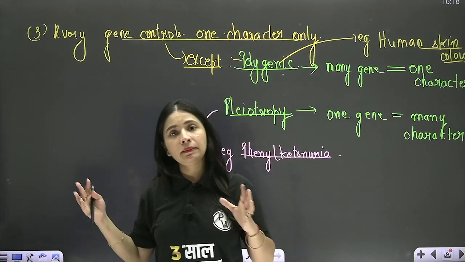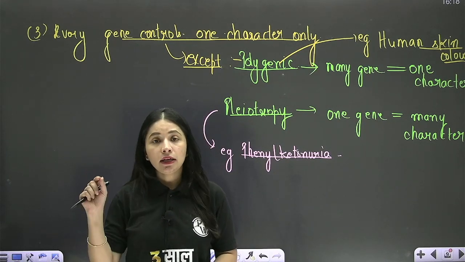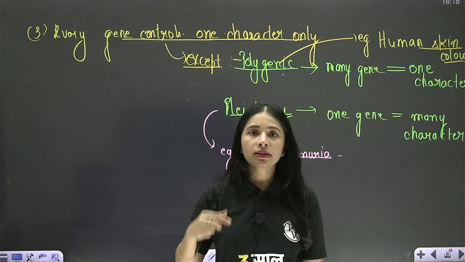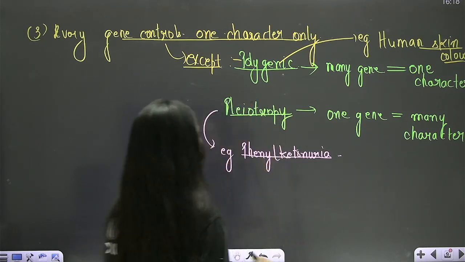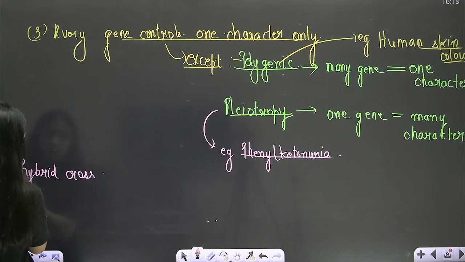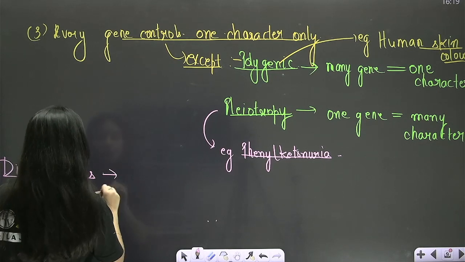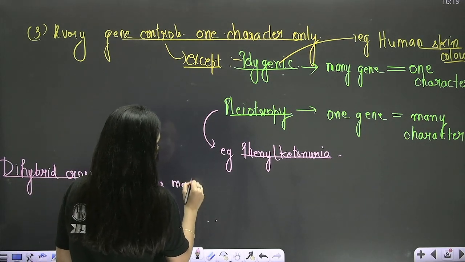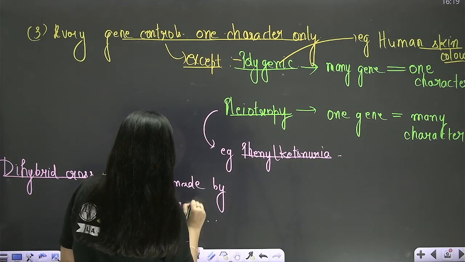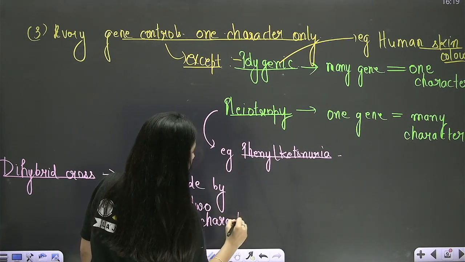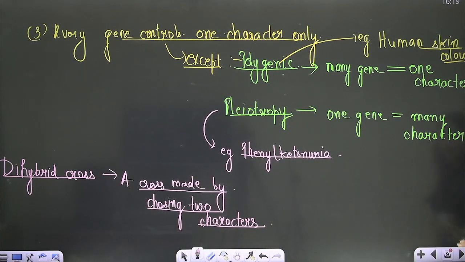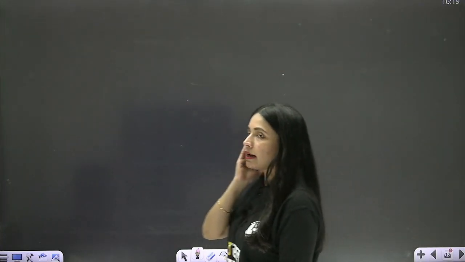Now, apart from performing monohybrid cross, in the same manner he also performed a dihybrid cross, where at a time he chose two characters for performing the cross, and then accordingly he obtained the results. So the next heading is dihybrid cross. Dihybrid cross means a cross made by choosing two characters. Now let's see how these two characters are going to work.